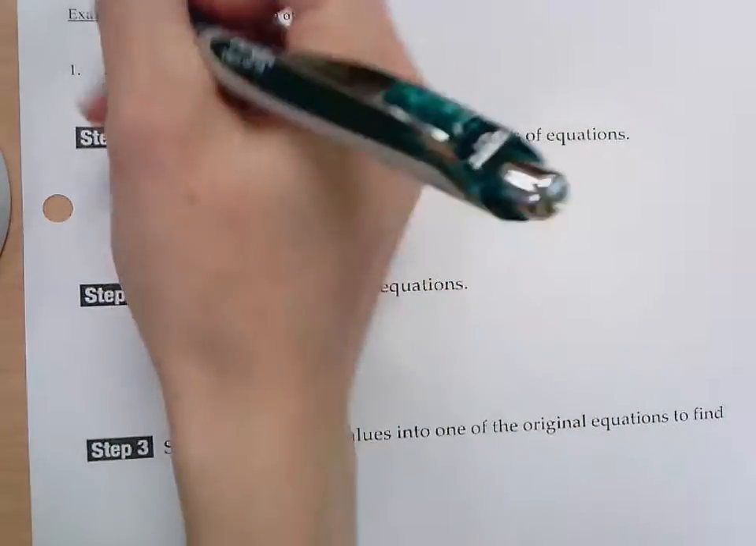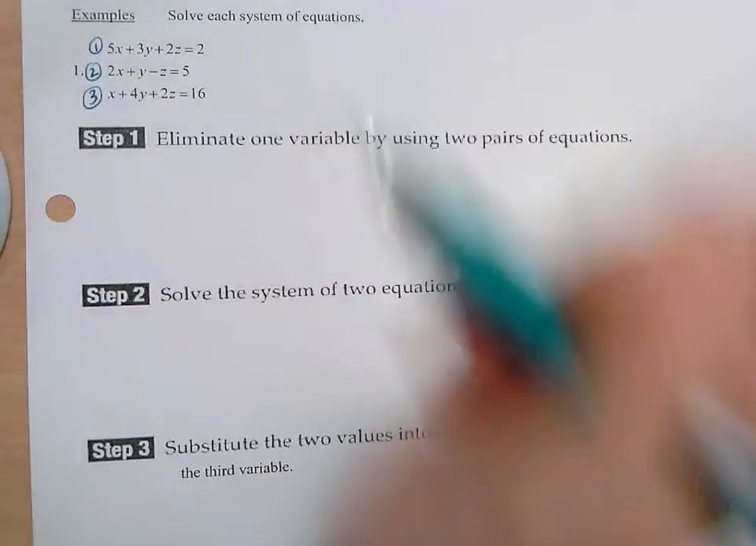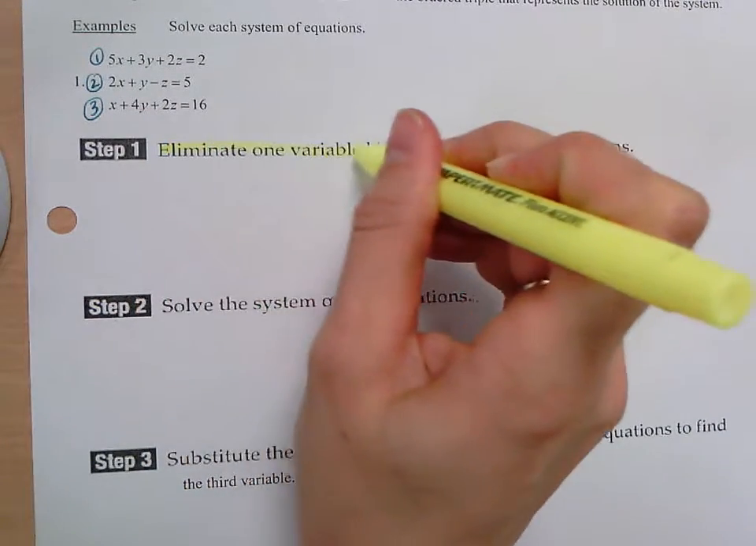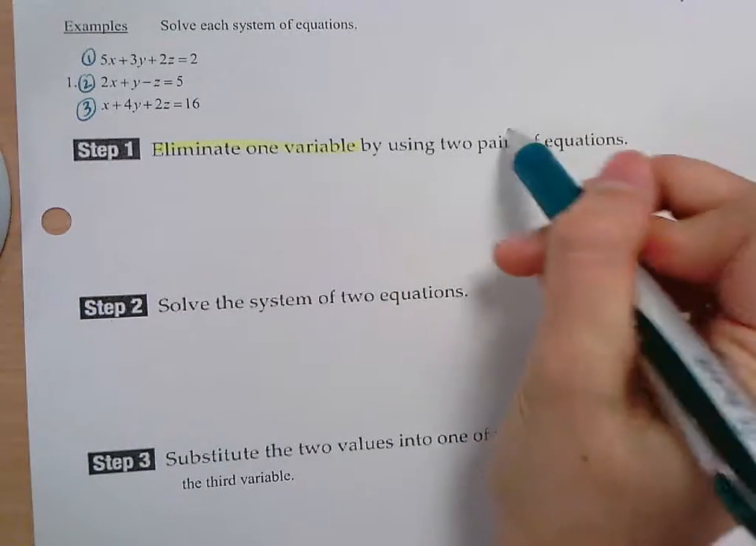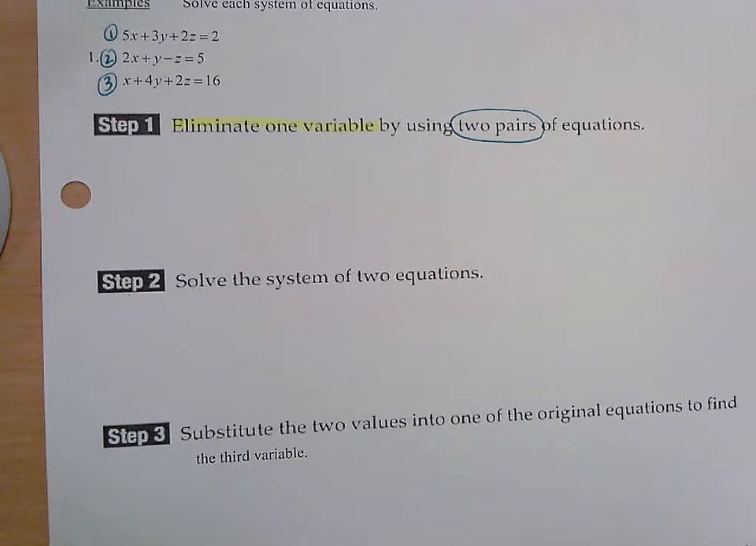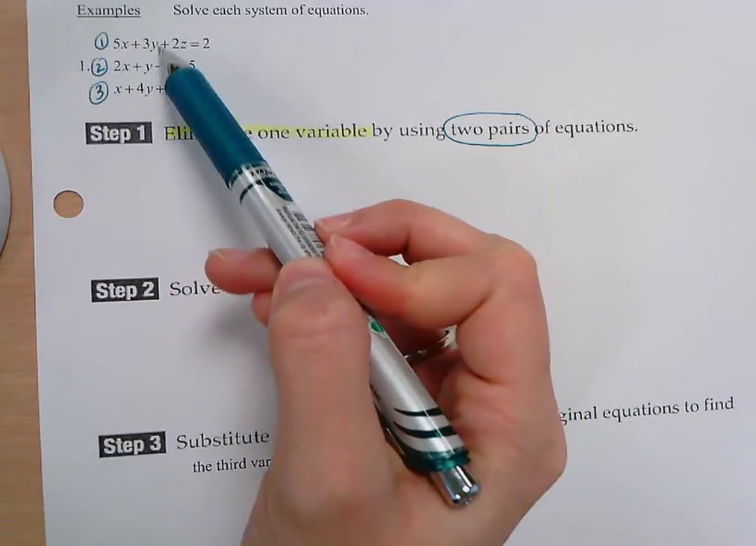So to solve a system, for purposes of going through these together, I'm just going to label these equations 1, 2, and 3. And all three equations have all three variables. Step 1 is to eliminate one of your variables. You're eliminating x, y, or z by using two pairs of equations. I just picked two of my three equations to start. So I'm going to pick equations 1 and 2.